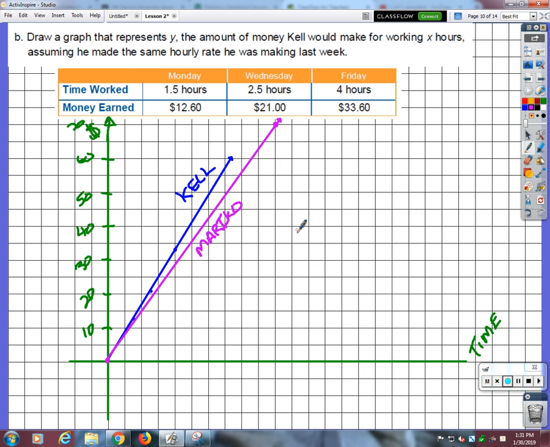Okay. Way to improvise, Luis. You want a ruler? Nope, you got it. Okay. Just count it.